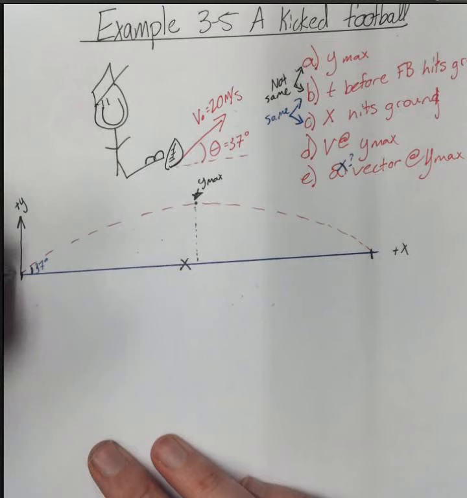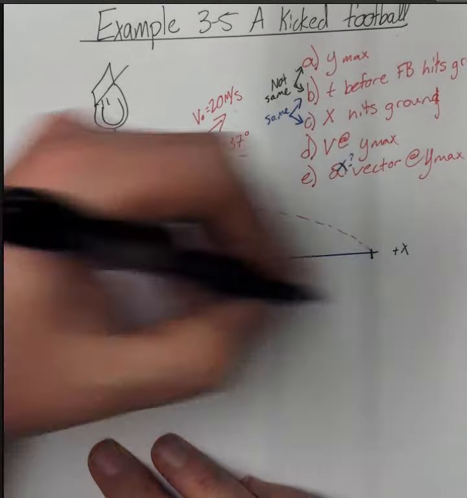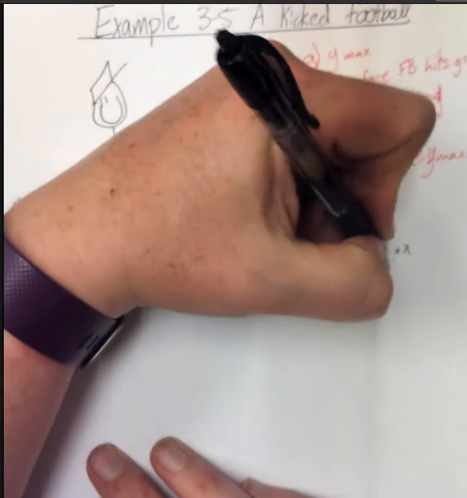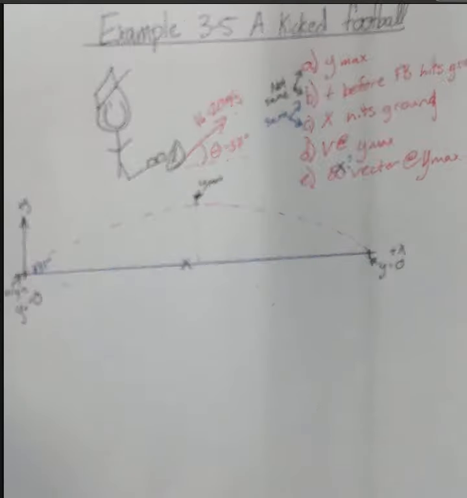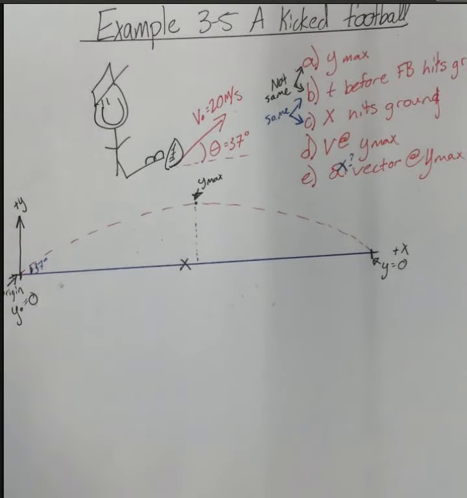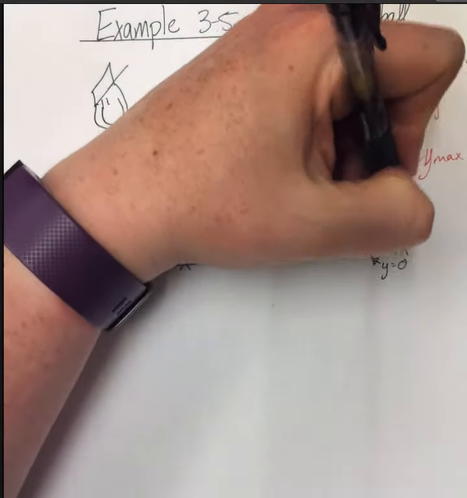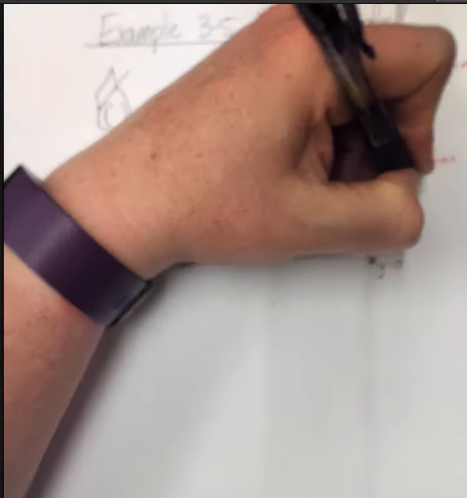And I'm going to set my origin so that this is the origin. So that means that over here, y naught is going to be 0. And over here at the end, y is going to be 0, because they're both along the x-intercept. So we know that they're both going to be equal to 0. Looking at this, the total time in the air is going to be determined by y. So t, the total time, is going to be determined by the y plot.